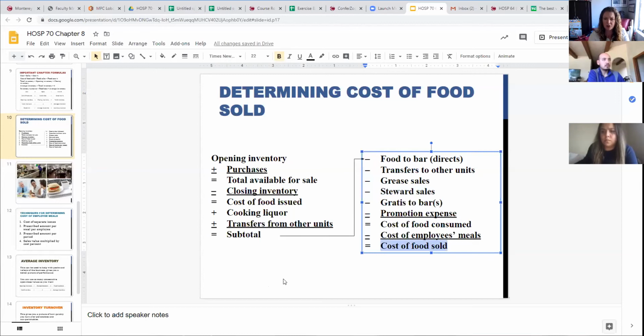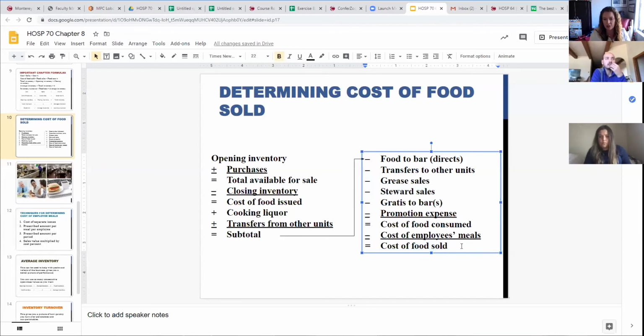That's going to give you your cost of food consumed. Now, depending on the properties, some properties have employee meals, some don't. But if you are using some of your food to create employee meals, then you need to subtract that out as well. So you're going to subtract out your cost of employee meals, and that's finally going to give you your cost of food sold.